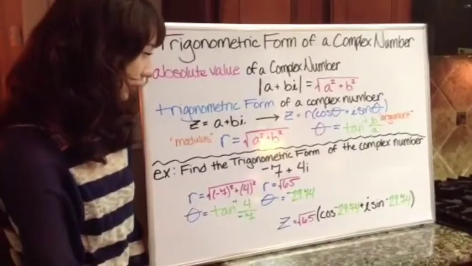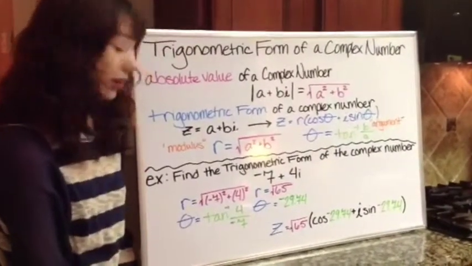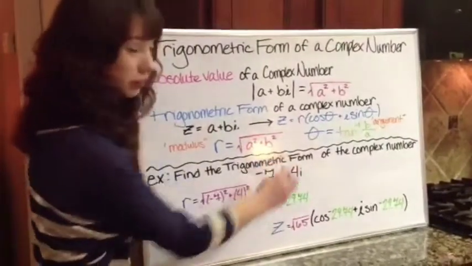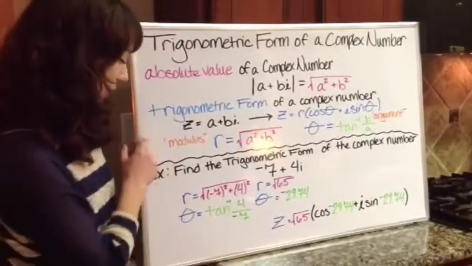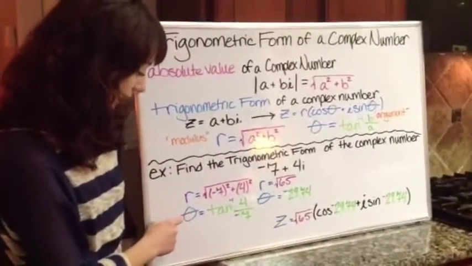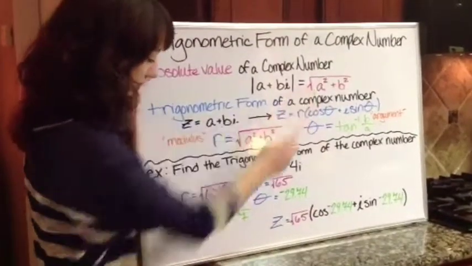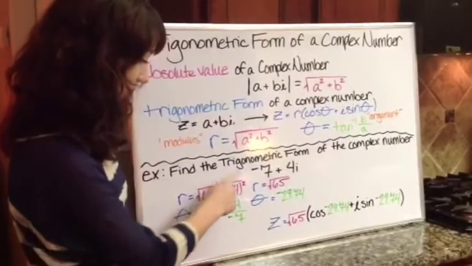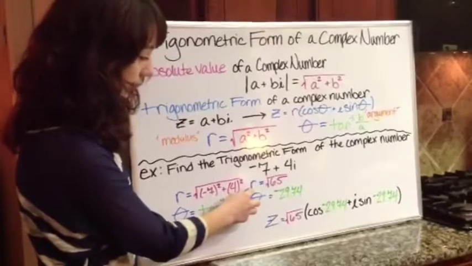That will be called example 1. We have to find the trigonometric form of this complex number, negative 7 plus 4i. Your first step is you always want to make sure that the number with the i is your b term, because if you have it backwards, you'll get the problem wrong. So, as it says up here, we want to solve for our r and for our theta. So r, we do the square root of a squared plus b squared. So we have negative 7 squared plus 4 squared. You're going to take the square root of that, you could use your calculator, and you get r equals the square root of 65.